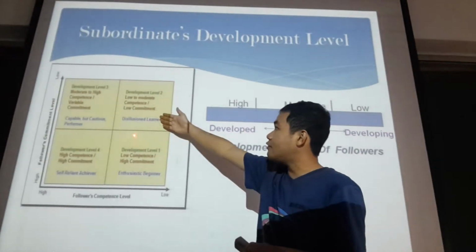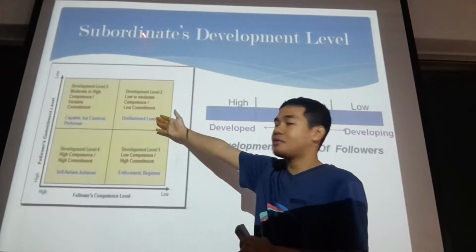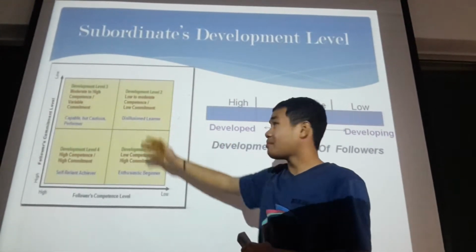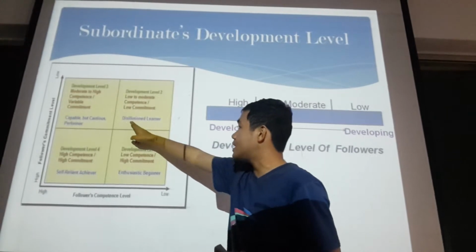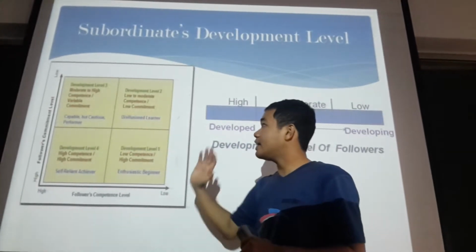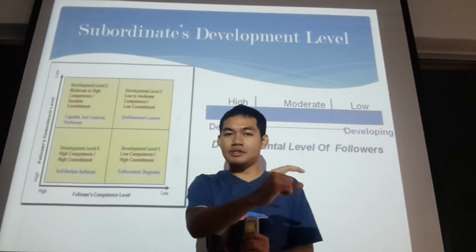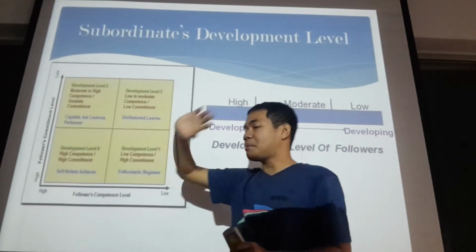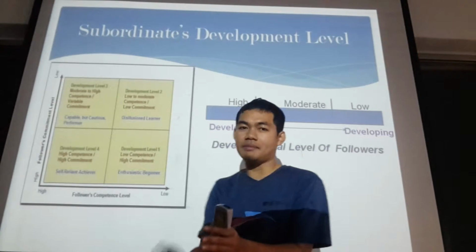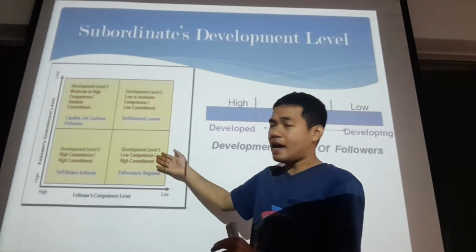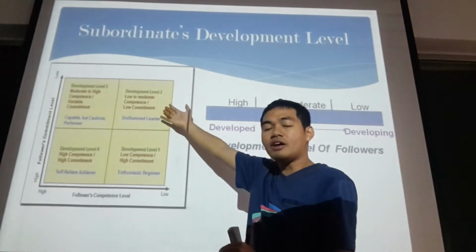Now we move to the next level, which is development level number 2. We call it the disillusioned learner. They already know a little bit of knowledge, but not that much, and they somehow have low commitment. What happened to their commitment? At first they had high commitment, and then in development level 2 they have low commitment.